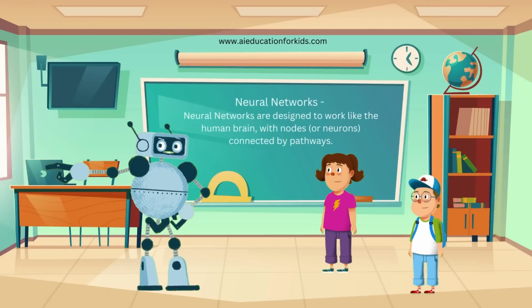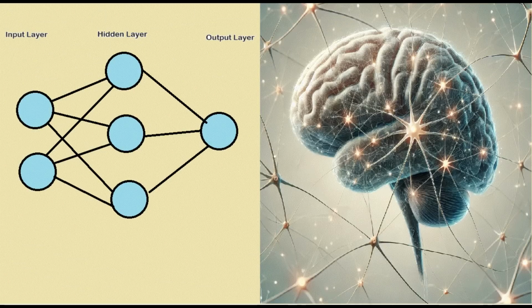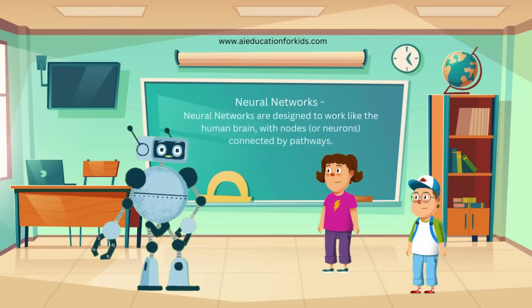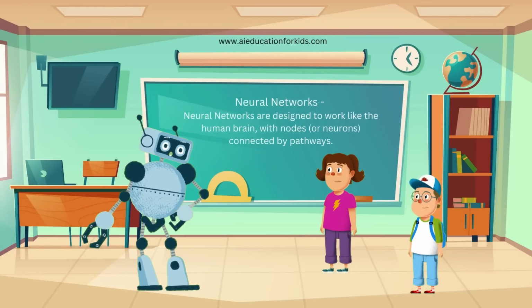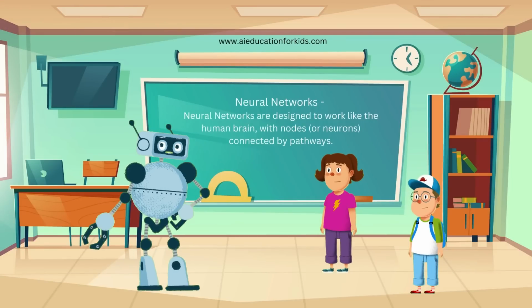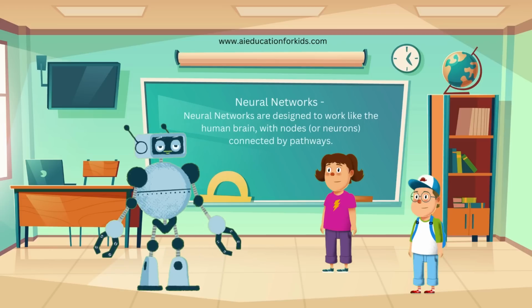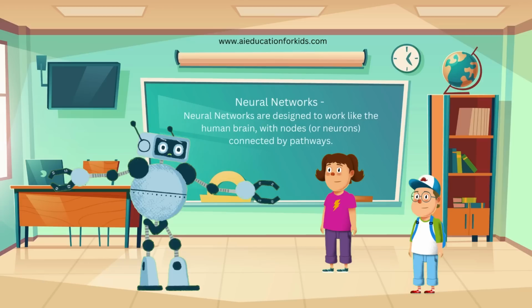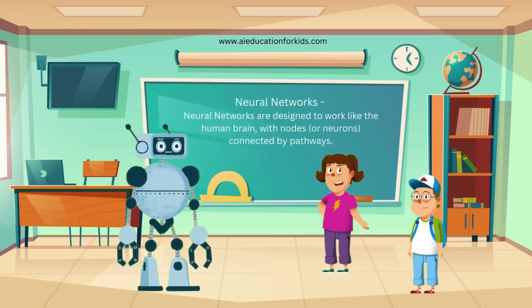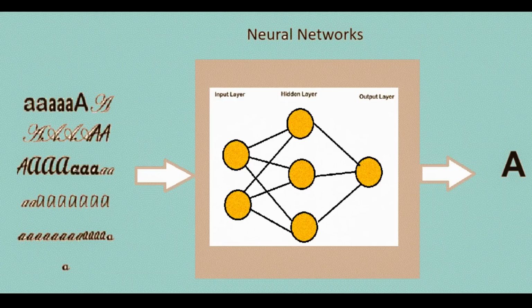Next, we have neural networks. Neural networks are designed to work like the human brain, with nodes, or neurons, connected by pathways. Neural networks learn by adjusting the connections between nodes based on the data they receive. It's like how your brain strengthens connections when you practice something. Can we see an example? Sure. Imagine a neural network learning to recognize handwriting. It looks at many examples of letters and learns to identify patterns to correctly recognize each letter.